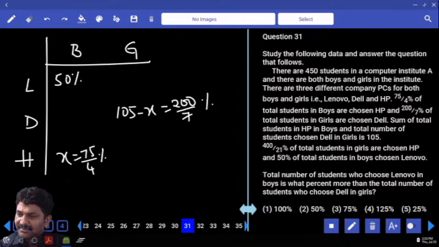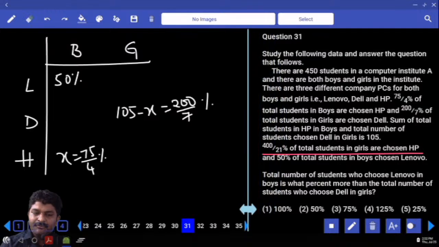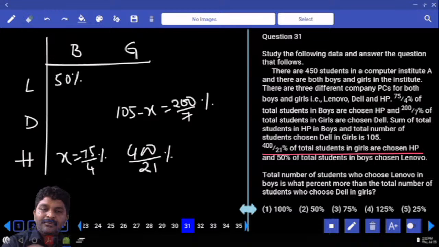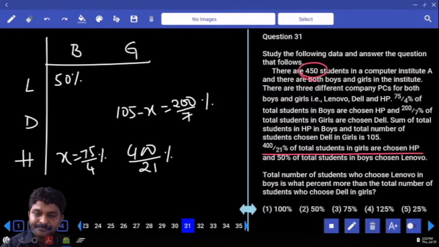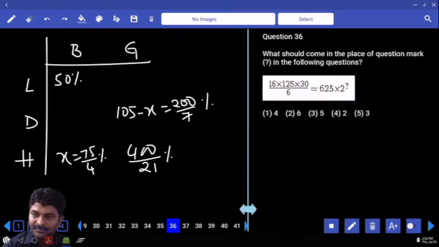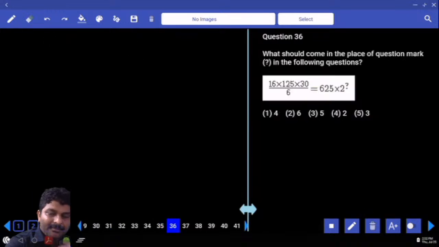That's it, right? 400/21% of the students are in HP, right? So now, what is the total? 450. I'll come to this later.